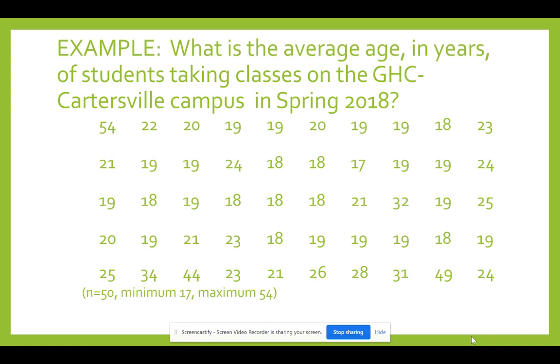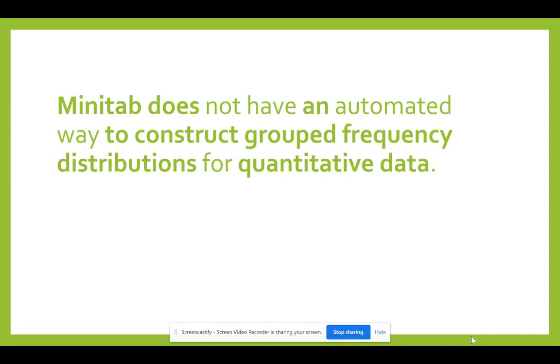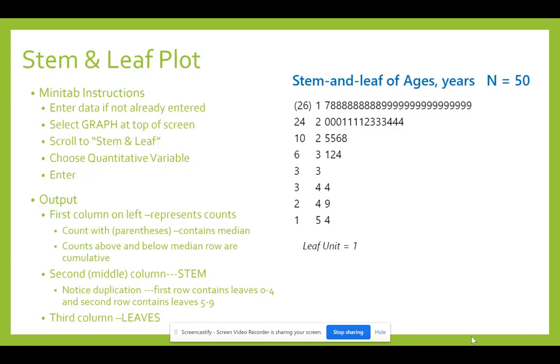And so initially, when we first start organizing our data, we like to create a grouped frequency distribution. However, MINITAB, the statistical software package that we're using, does not have an automated way to construct that grouped frequency distribution for quantitative data. And that's not the end of the world, because there are other organizational tools, such as the stem and leaf plot or a histogram, that can be just as useful as the grouped frequency distribution. And so I want to first think about the stem and leaf plot.